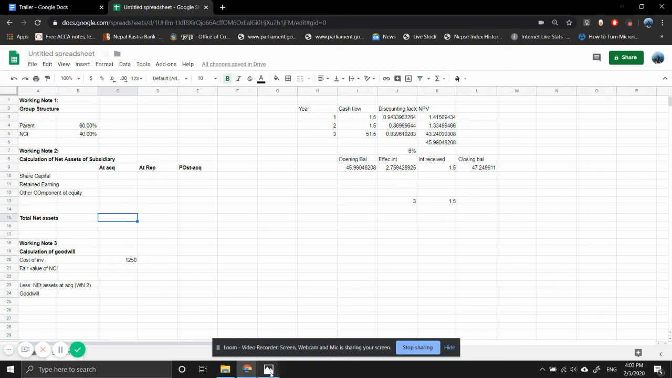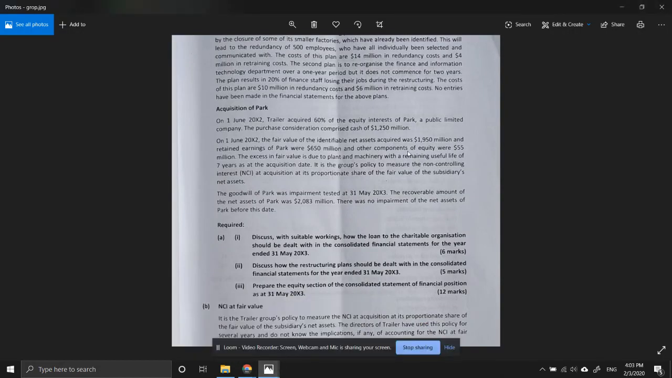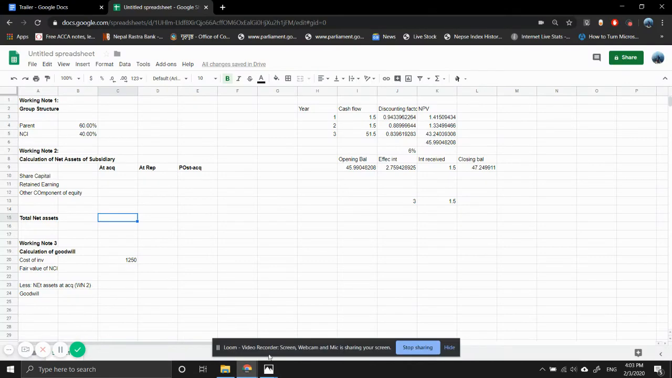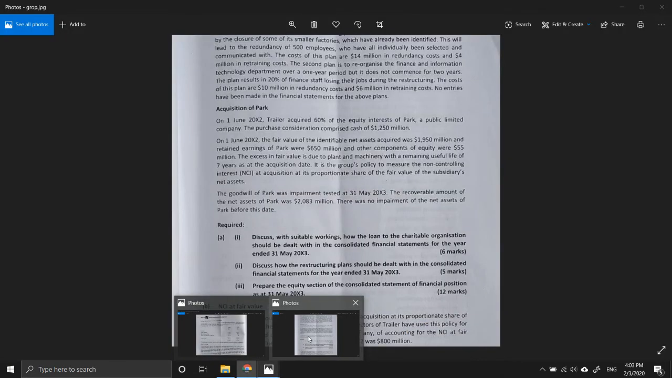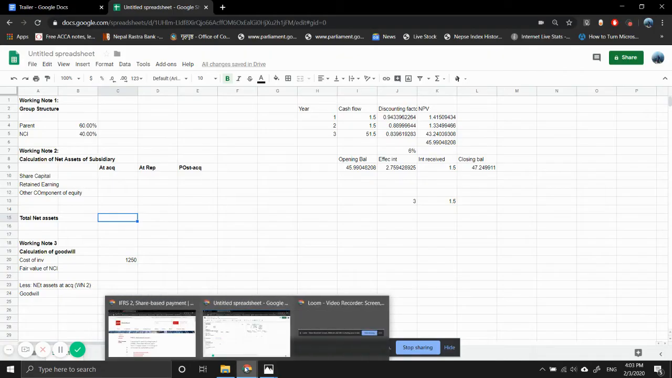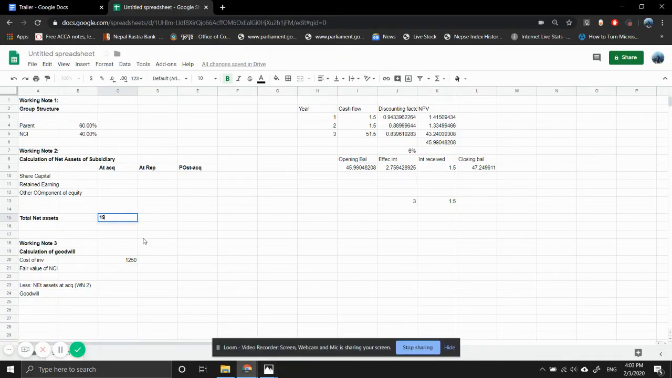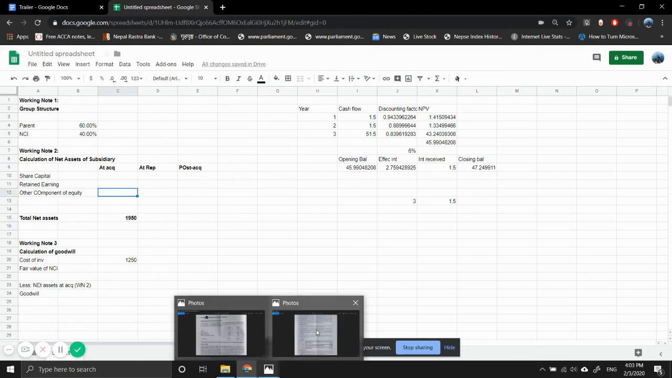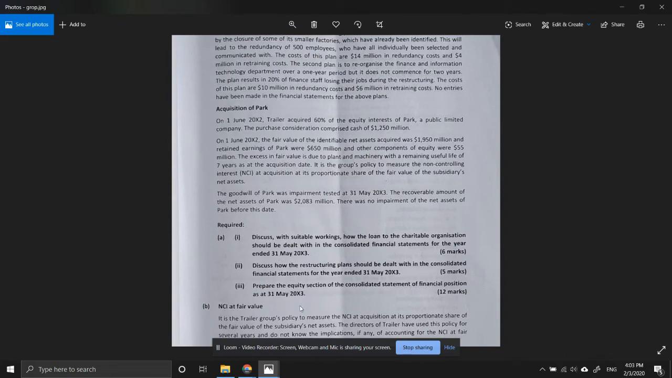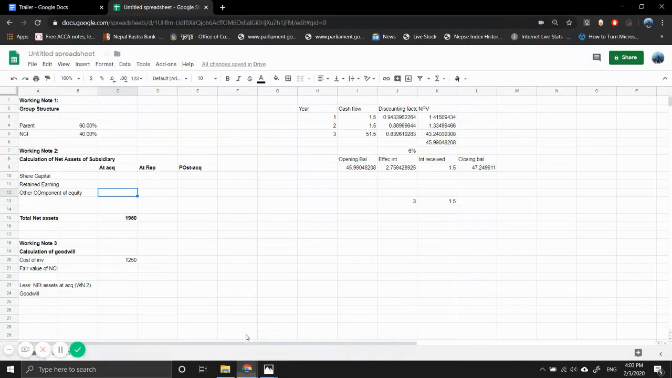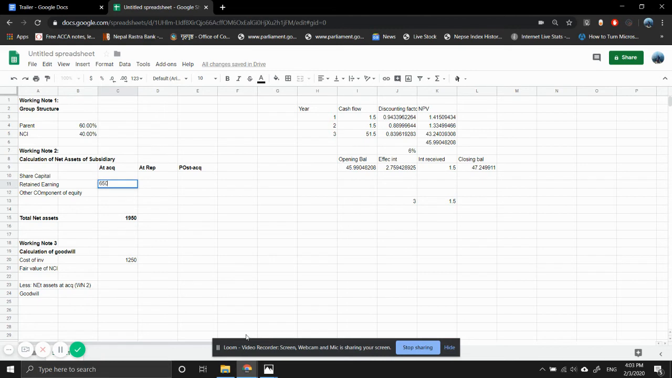So our total assets is already been given to us. So 1950, right? 1950, isn't it? 1950, and then retained earning was 650. 1950, 650 and 55, 650 and 55, right?